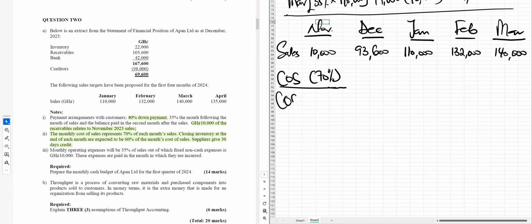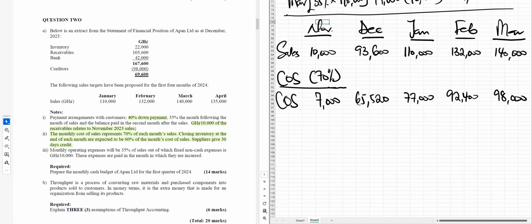So I need cost of sales for November. That'll be 7,000, right? December, that's 65,520. 110,000 times 70%, 77,000. 132,000 by 0.7, 92,400. 140,000 times 0.7, 98,000. Good. So now we found this, right?